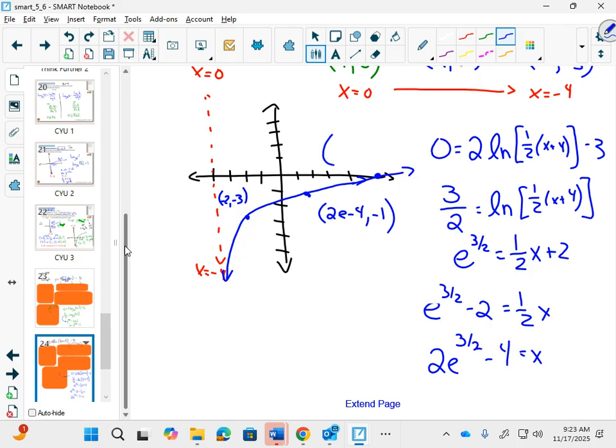And of course, they would never ask you on the exam for this kind of x-intercept, because it's not very nice. But it is a requirement to label all x-intercepts on log graphs. So I'll do it even though it's not a nice point.